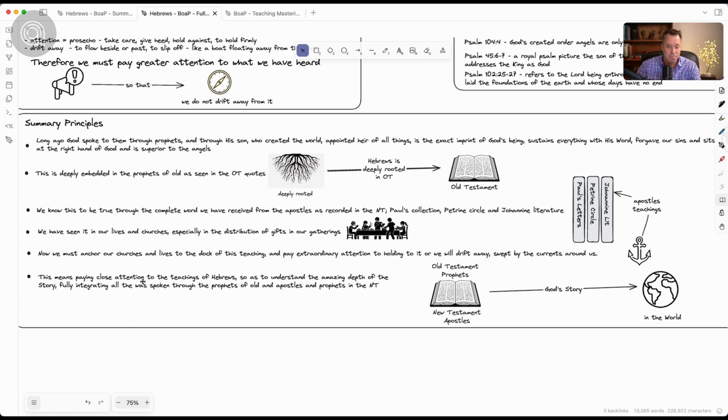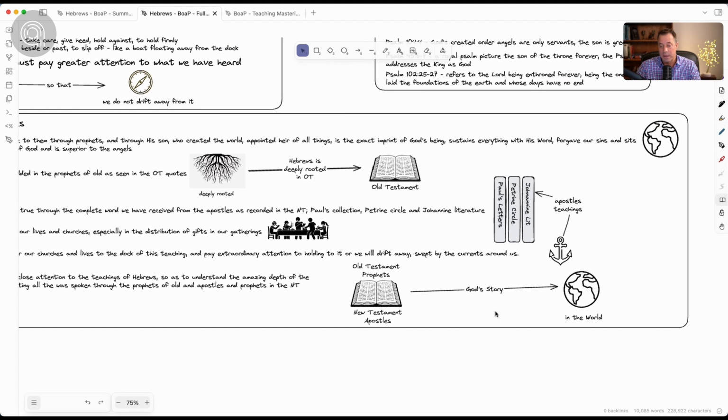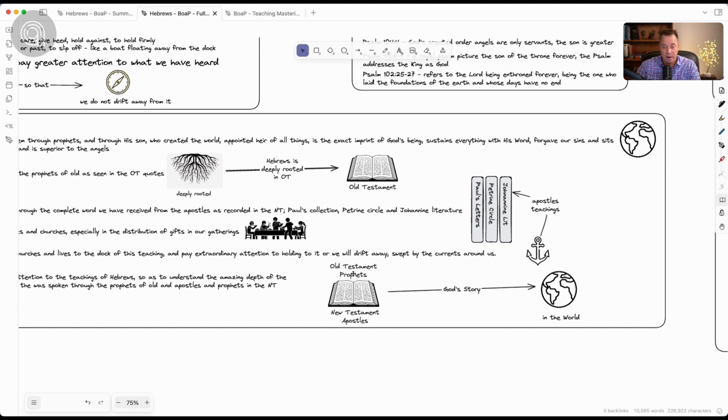And this means paying close attention to the teachings of Hebrews so as to understand the amazing depth of the story, God's entire story from beginning to end, and fully integrating all that was spoken through the prophets and through the apostles in the New Testament, and bring that to the world. So you have the Old Testament prophets here, the New Testament apostles here. He's saying those are together. We must listen to this New Testament, to these new covenant apostles, the apostles that have written these letters, and they're explaining to us God's story, and we have to bring that into the world.